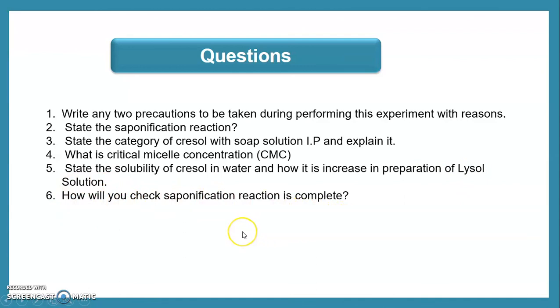The saponification reaction is not complete if it contains the minimum amount of the soap. That's why we check whether this reaction is complete by the formation of a soap only.